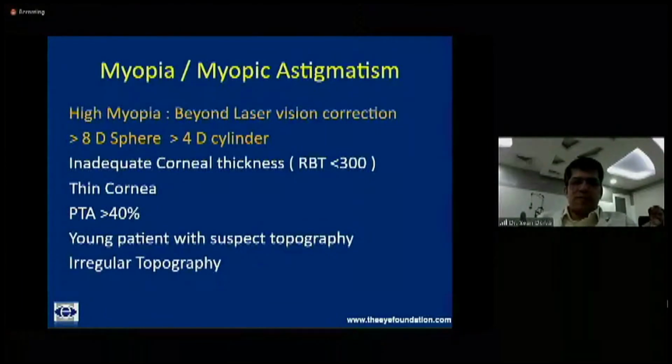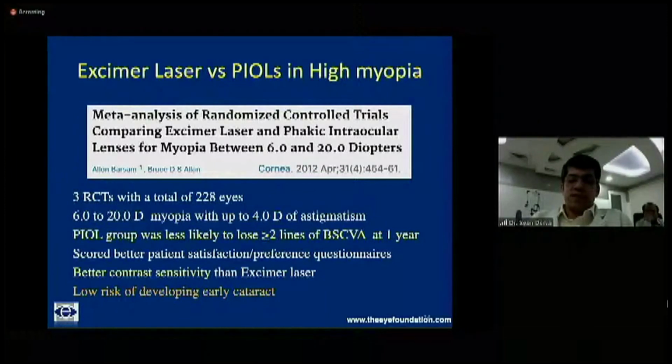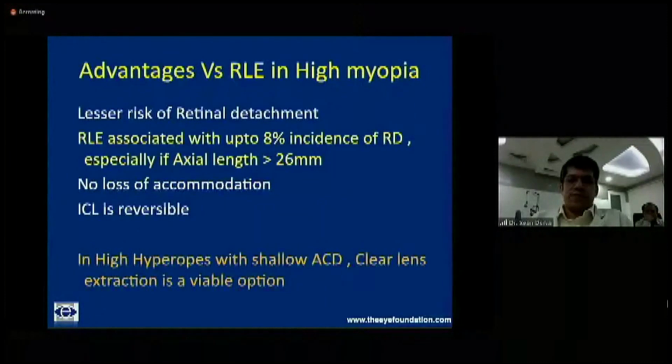We definitely have the first indication having cases of high myopia beyond laser vision correction, more than 8 diopter sphere with more than 4 diopter cylinder. In these cases, several meta-analyses of randomized controlled trials, where 3 RCTs were studied, a total of 228 eyes, indicated that the ICL was a procedure of choice in high myopia, especially with around 4 diopters of astigmatism. These cases were less likely to lose more than or equal to 2 lines of best corrected visual acuity. They scored better on patient satisfaction scores and had a better contrast sensitivity than doing excimer laser for such a large dioptric correction. However, there was a low risk of developing early cataract.